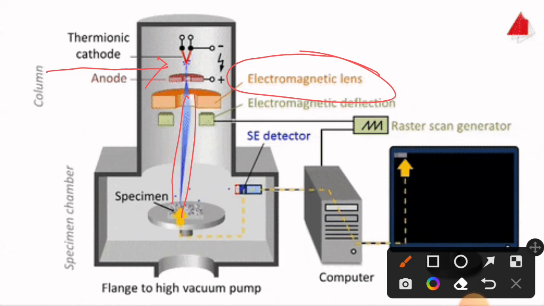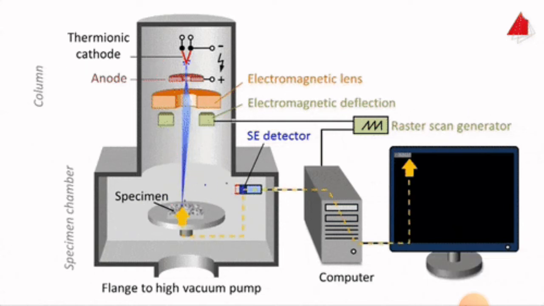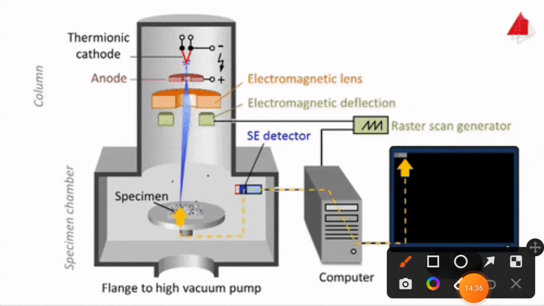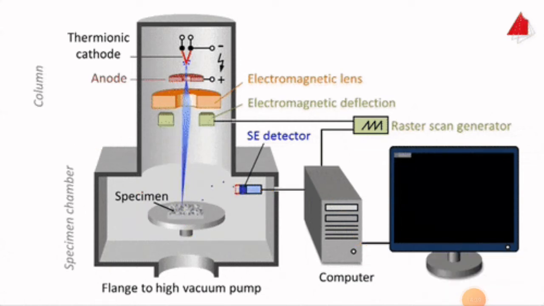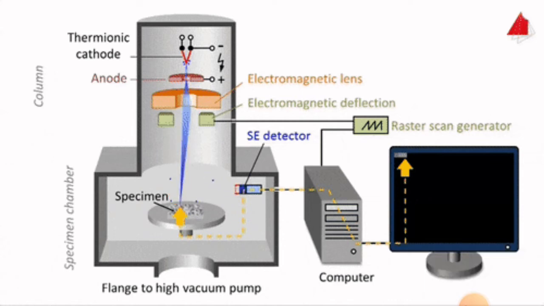There is also an electromagnetic deflection associated with the raster scan generator. This raster scan generator will allow the deflection of the electrons, and this deflection will help us to scan each and every part of the specimen. And what is going on? This electron is known as the primary electron, as I have told you. When this electron hits the specimen, it is obviously hitting an atom of the molecules present in the specimen, and by hitting the atom, it causes the knockout of one electron from the inner shell.